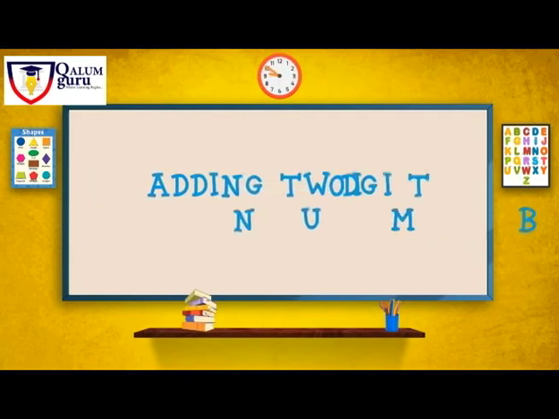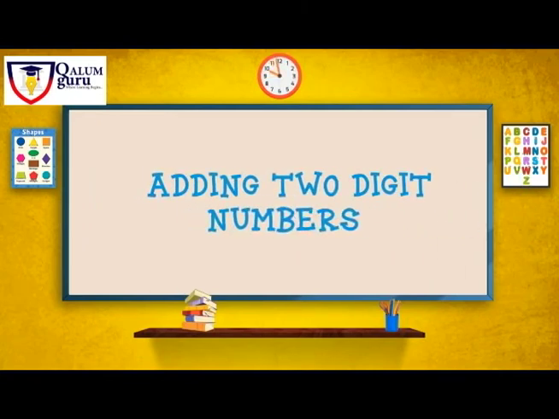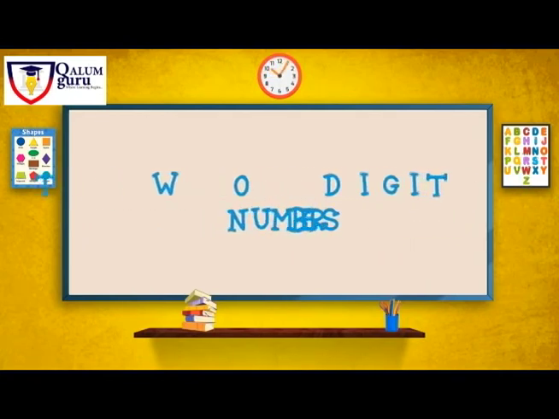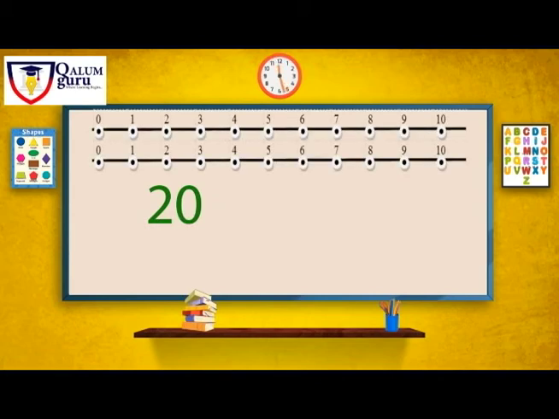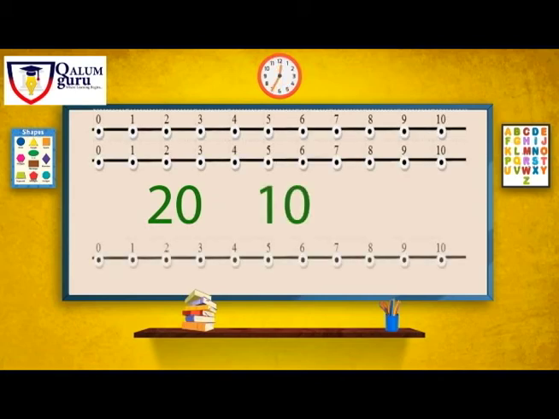Adding two-digit numbers. Let's add 20 and 10. 20 is 2 tens and 0 ones, and 10 is 1 ten and 0 ones. Adding both equals 30, which is 3 tens and 0 ones.